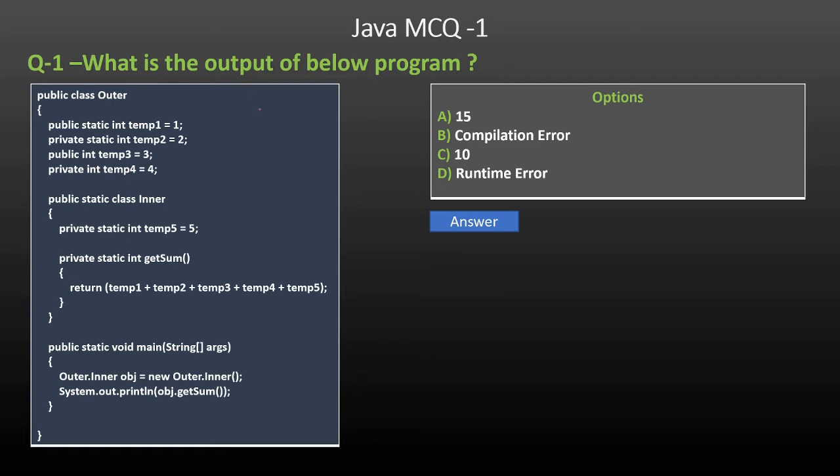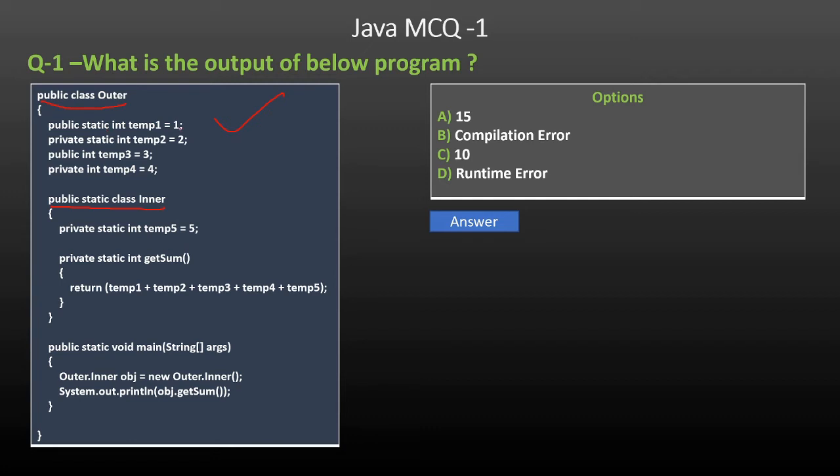As you can see on my screen, we have this on the left side. Most of the time there will be some program, and you will be asked for the output of that program in MCQs. In this question, this is our public class OuterClass, and there is one inner class, a public static inner class whose name is Inner. Let's see from the beginning.